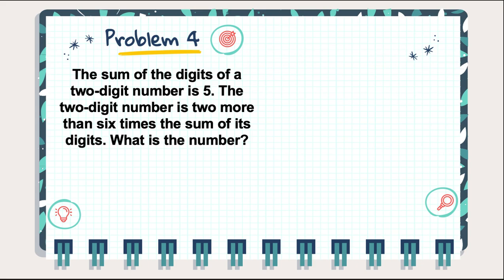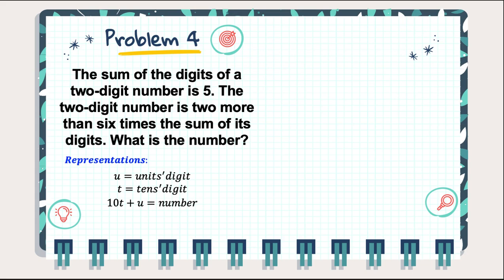The sum of the digits of a two-digit number is 5. The two-digit number is 2 more than 6 times the sum of the digits. What is the number? Okay, so here I will be writing the representations. u will be the units digit, t will be the tens digit, and 10t plus u is equal to the number.